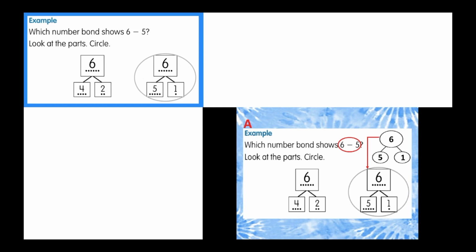Now that I've been able to fill in my blank number bond and organize my thoughts and use counters, I know now that the correct number bond is the one with 6 as the whole and the 5 and the 1 as the parts. So I can circle that number bond and I have answered that question.